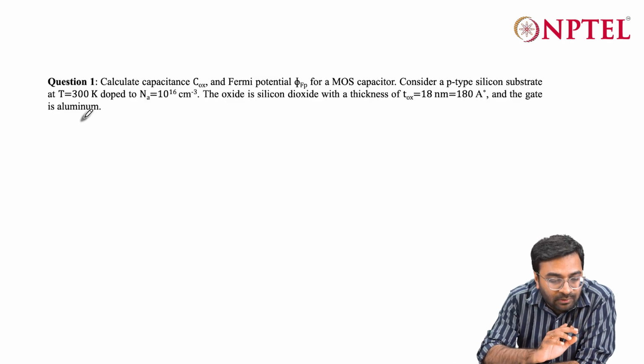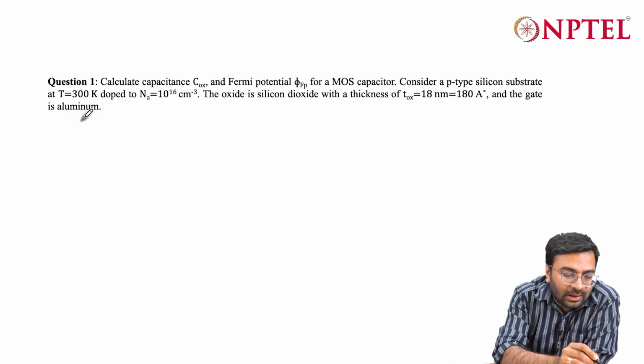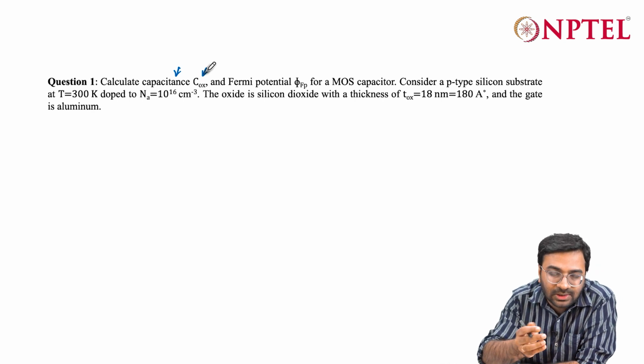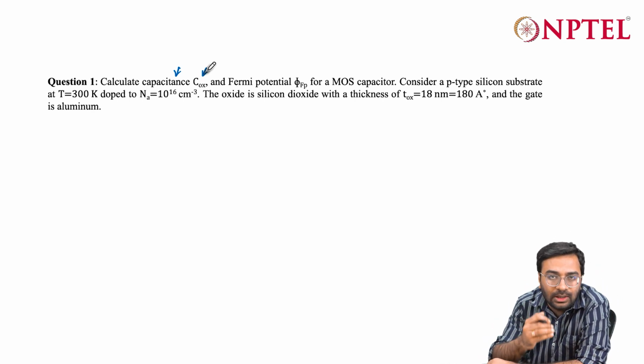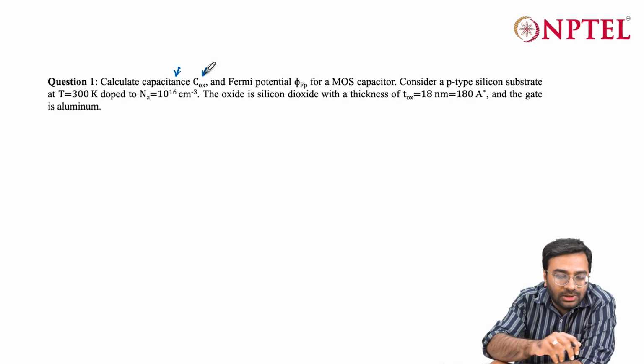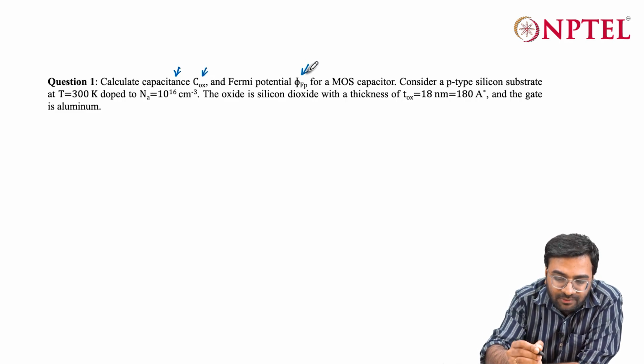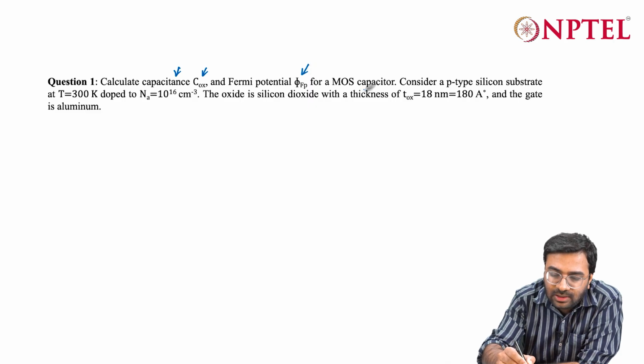Now, in this particular question, as I have said, if you go through the entire question and consider each and every word, for example, it is written calculate the capacitance Cox. So, it is quite evident that when it is written as capacitance and given as Cox, it is the oxide capacitance. You have a MOS capacitor, you have metal, oxide and semiconductor. So, this is what it means. And Fermi potential phi Fp for a MOS capacitor.